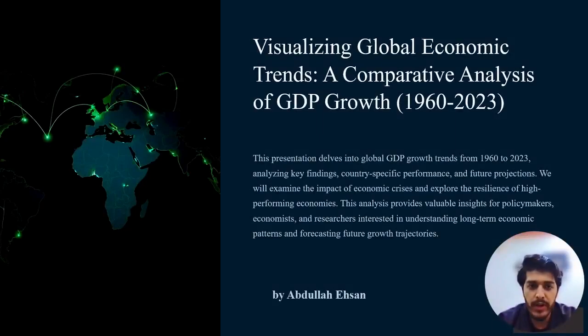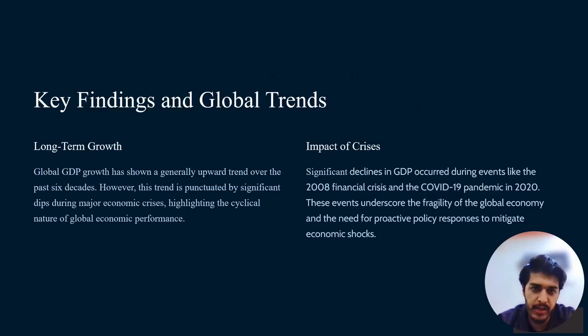So moving forward, let's talk about the analysis of the global GDP growth trends from 1960 to 2023. Our study explores how economies have evolved over time, the impact of the major crises and the performance of the different countries. Starting with the key findings, the global GDP has generally shown an upward trend, but major events like the 2008 financial crisis and the COVID-19 pandemic caused significant declines, highlighting the fragility of the global economies.